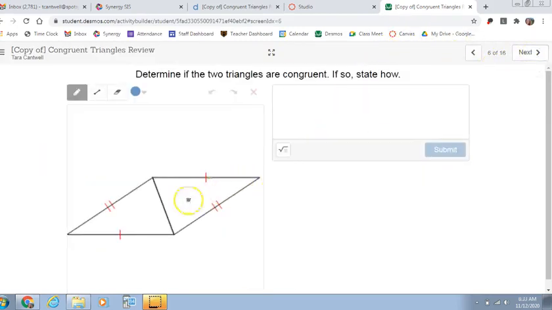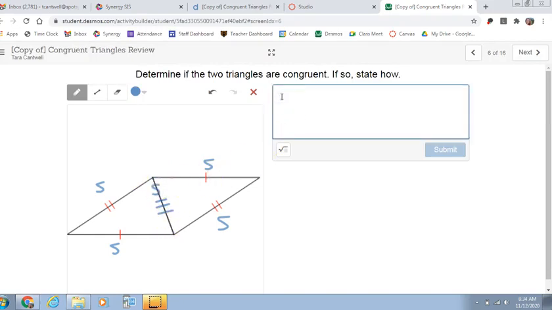Moving on to number 6. Here we have a side and a side, congruent to a side and a side. This time, though, these triangles are attached to each other. They do share a side. So this middle part right here, this is congruent to itself, and it's in both triangles. So these triangles would be congruent by side, side, side.